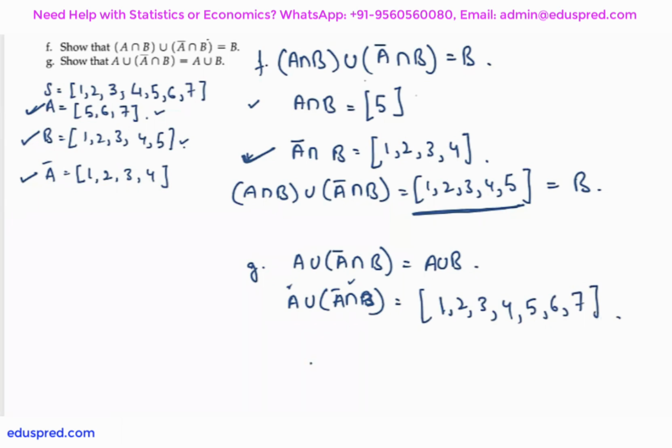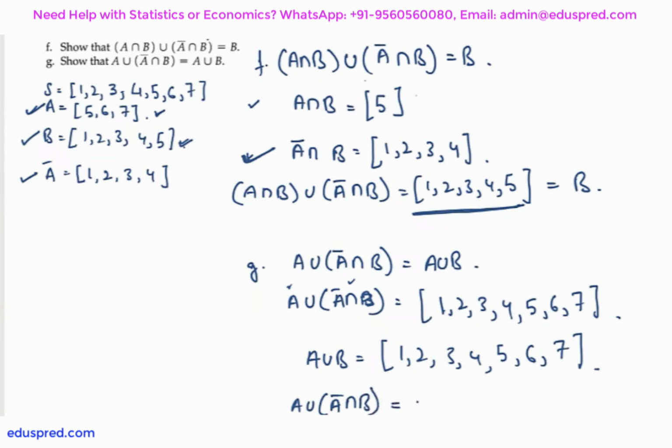For the right hand side, I have to do A union B, which I've already done previously. A union B is going to consist of all the elements, either a part of A or a part of B or both. So that will be 1, 2, 3, 4, 5, 6 and 7. Correct? And if we compare both of them, we can clearly see that A union A complement intersection B is equal to A union B, and hence the answer.